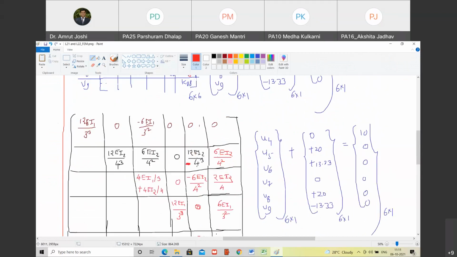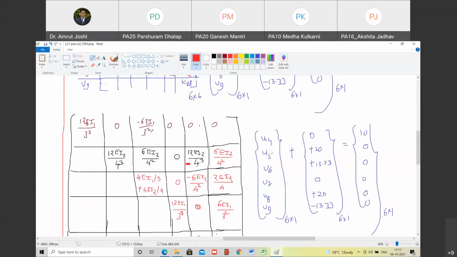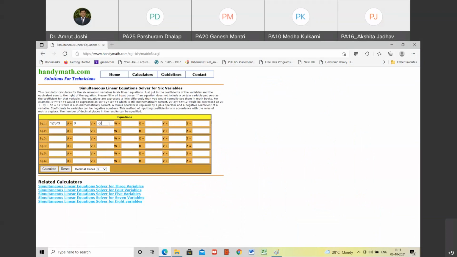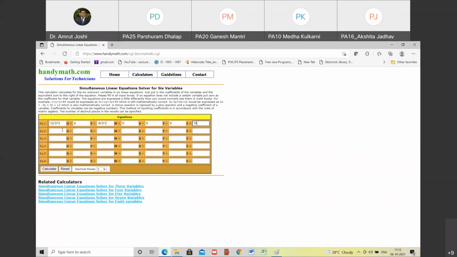then what is the first term here? Can you tell me? 12 upon 3 cube? Do you agree with me? Yes, sir. So that's what I write, 12 upon 3 cube. Let us go to the next term. 0. Happy? Yes, sir. Let us go to the next term. It is minus 6 upon 3 square because EI will be taken common. So minus 6 upon 3 square. Happy? Then 0, 0, 0, 0, 0. And this is equal to this 10 minus this 0. So it is going to be equal to 10. Do you agree with me?